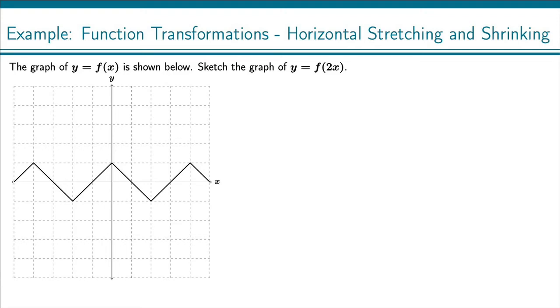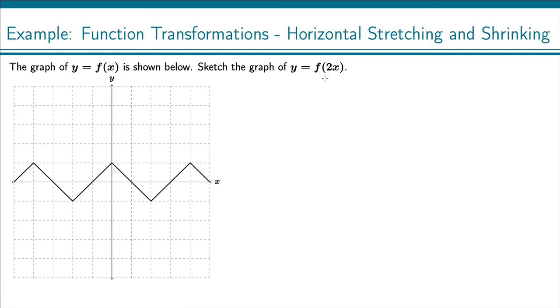The graph of y equals f of x is shown here, and we'd like to sketch the graph of y equals f of 2x. So this number here, the 2 in front of the x, indicates a horizontal stretch or shrink. Because this number is bigger than 1, this is going to be a horizontal shrink.